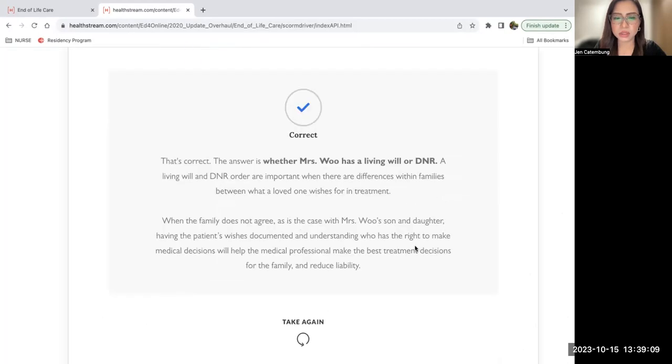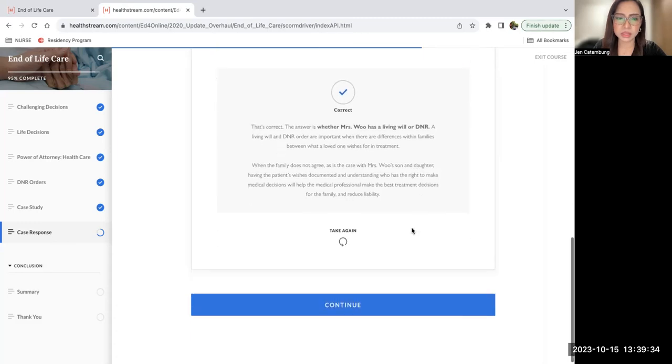A living will and DNR order are important when there are differences within families between what a loved one wishes for in treatment. When a family does not agree, as is the case with Mrs. Wu's son and daughter, having the patient's wishes documented and understanding who has the right to make the medical decisions will help the medical professional make the best treatment decisions for family and reduce liability.